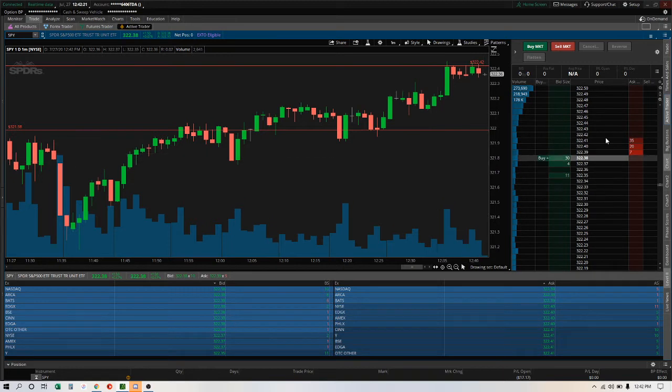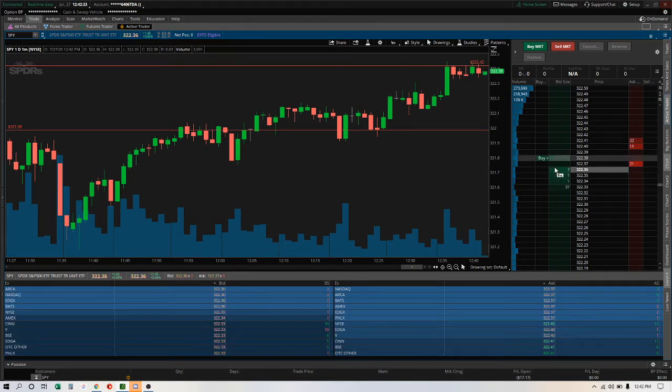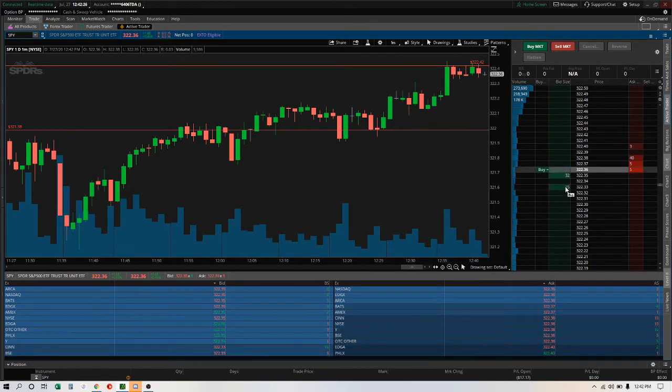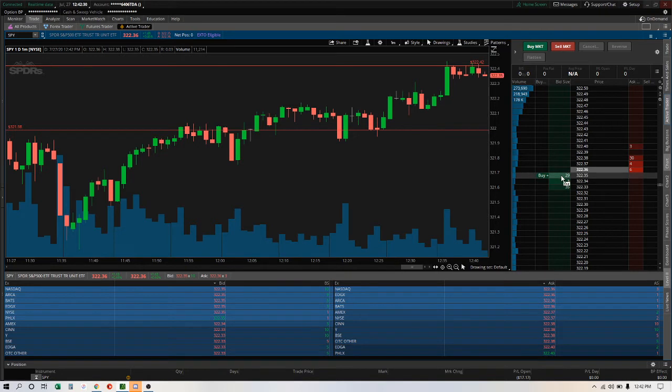Why I like to use this is that you can see all of these are buy orders. There's a bid size of 29 right there to buy at 322.35, and vice versa on the sell side.